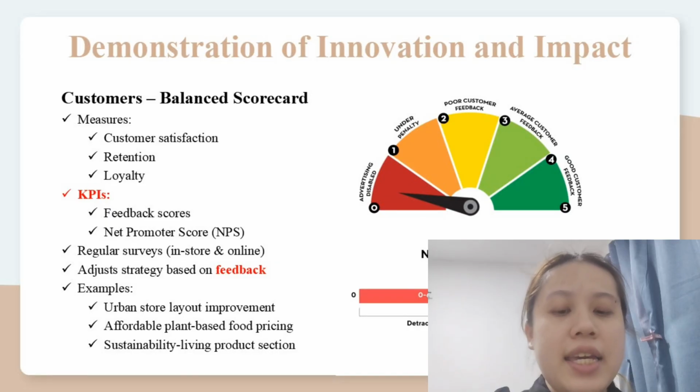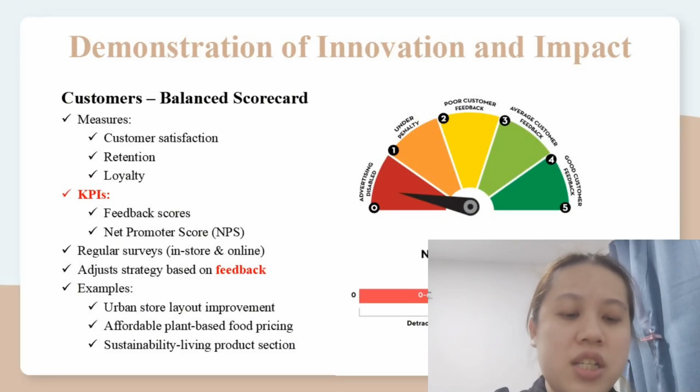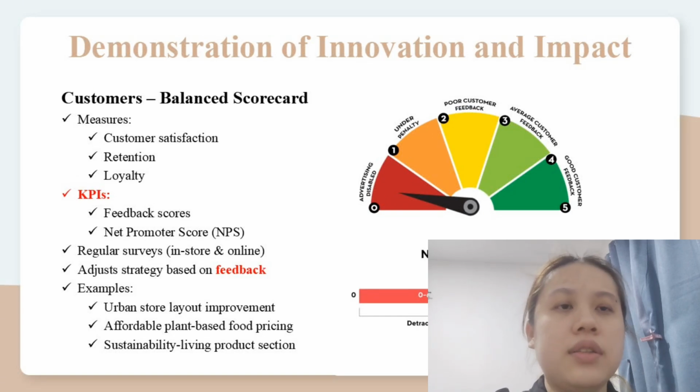In addition, IKEA responds to sustainability demand by pricing plant-based food options lower than meat alternatives, which encourages the sustainable choice without increasing the customer burden. So overall, both target costing and the Balanced Scorecard ensure that IKEA's strategy is not only cost efficient but also customer oriented.